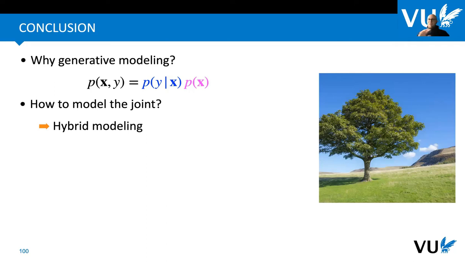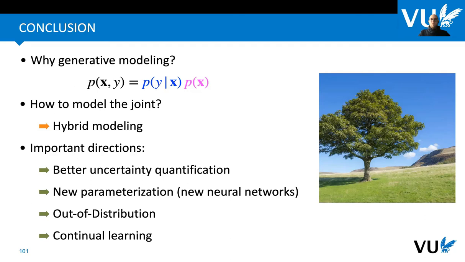Of course, I completely skipped the part about how to model this joint. For instance, one approach would be hybrid modeling. This is not the best approach ever, maybe, but this is one approach. There are others, of course, possible. And why do we need deep generative modeling? In my opinion, we can do without it.